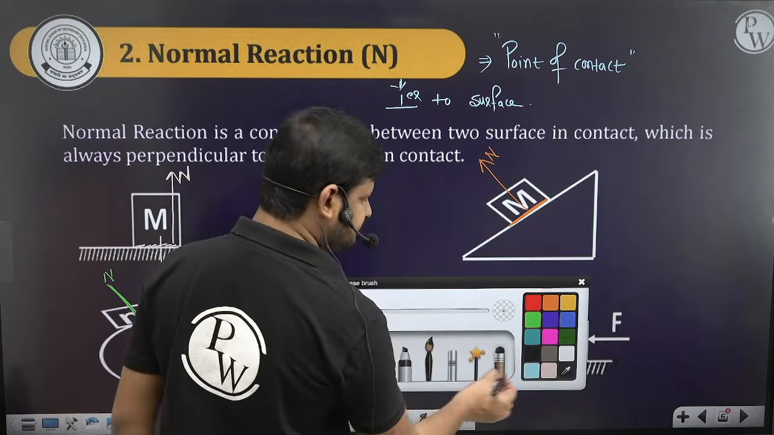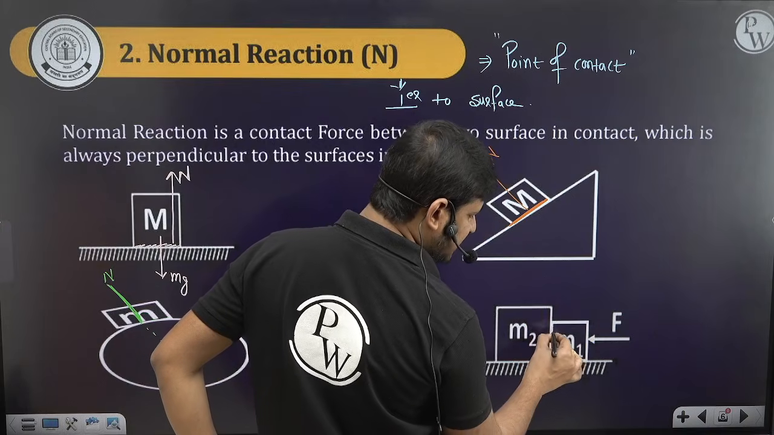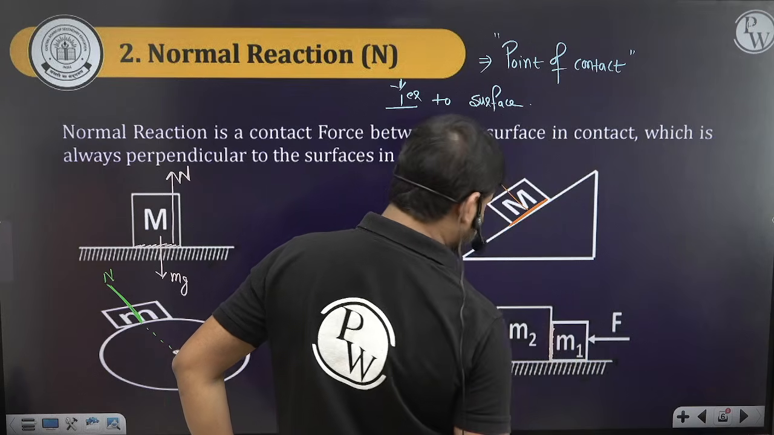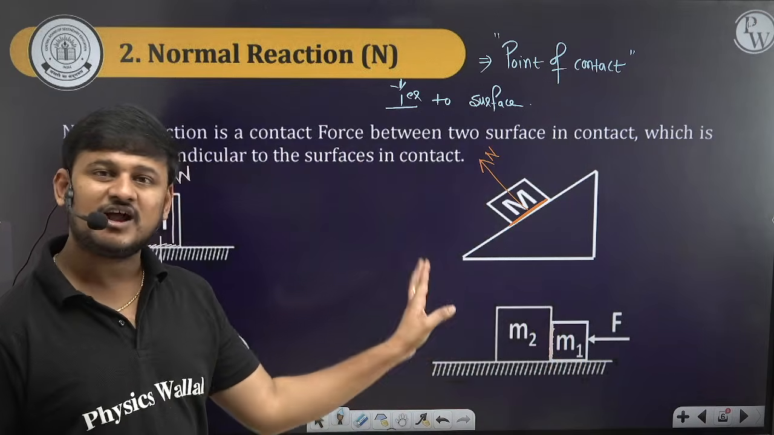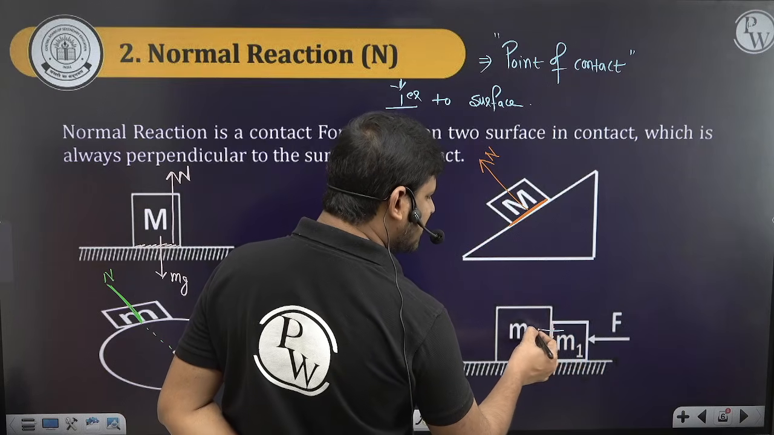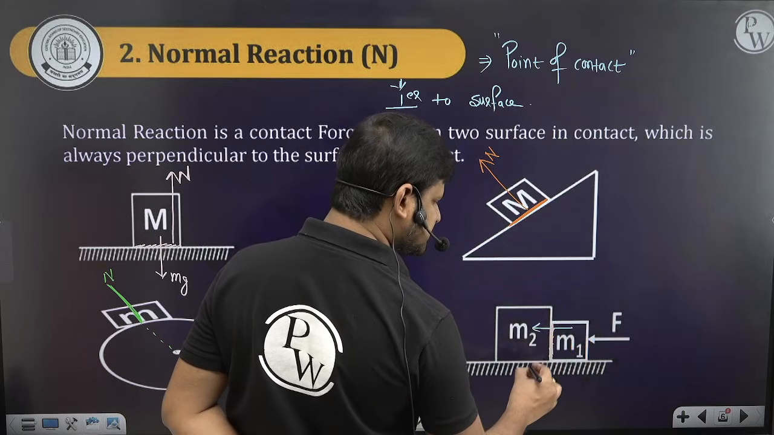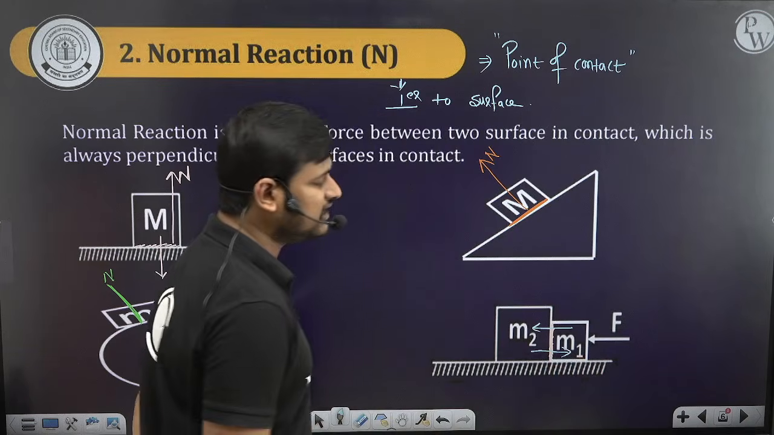So and then see here. You can see that there are two bodies which are in contact. This is a point of contact, right? So now the thing is, the two bodies exert normal on each other. This body M1 will exert normal on this, and the equal normal force the M2 exerts on the M1.